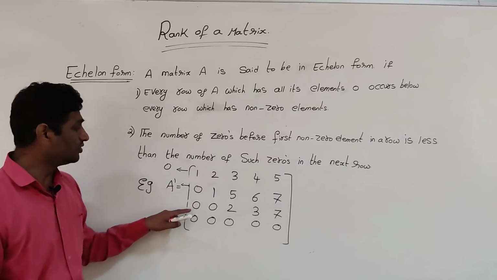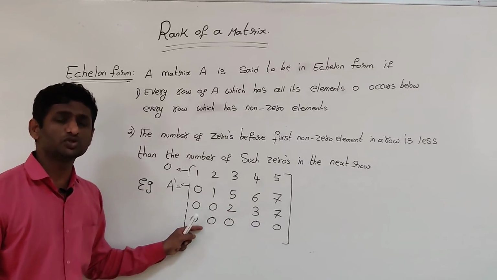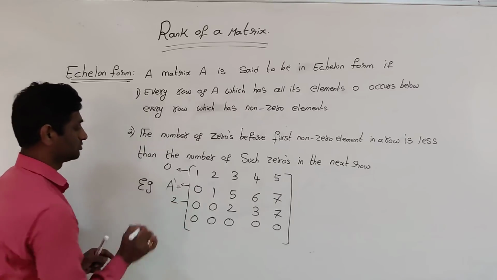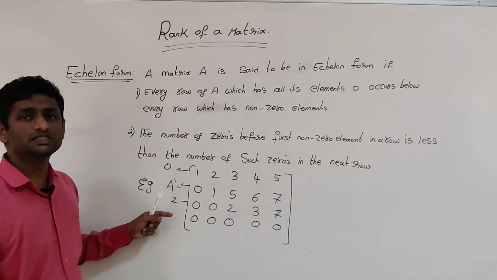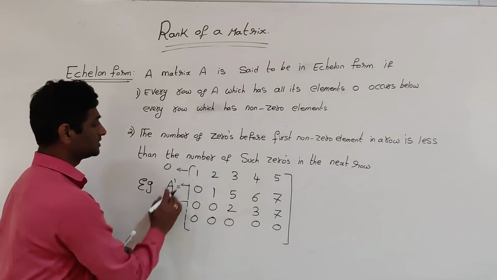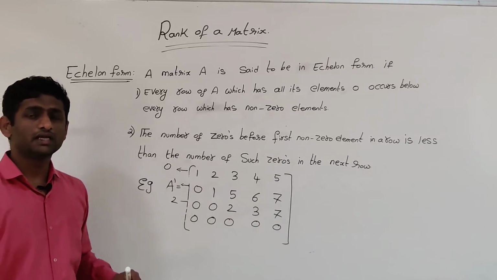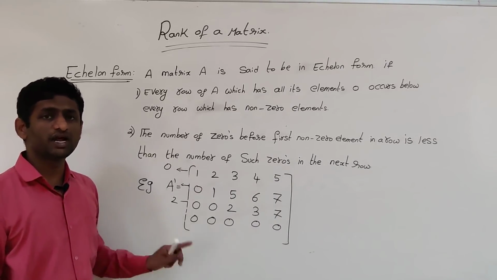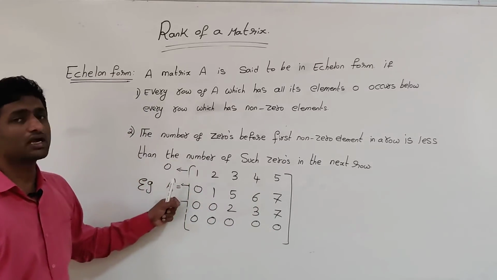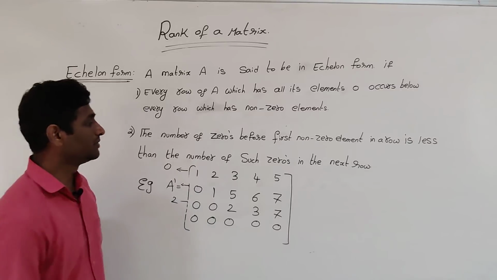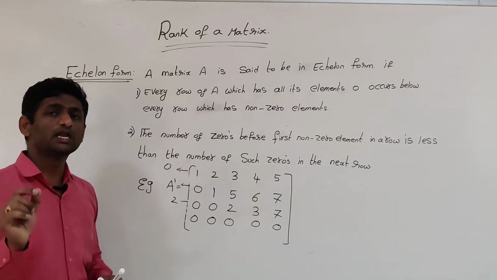In the third row, before the first non-zero element, before 2, how many zeros are there? So we have 2. It means 0 is less than 1, 1 is less than 2. So in this case, this matrix is said to be in echelon form. And the rank of the matrix is defined as the number of non-zero rows. Let's see the note on how to find the rank of the matrix.